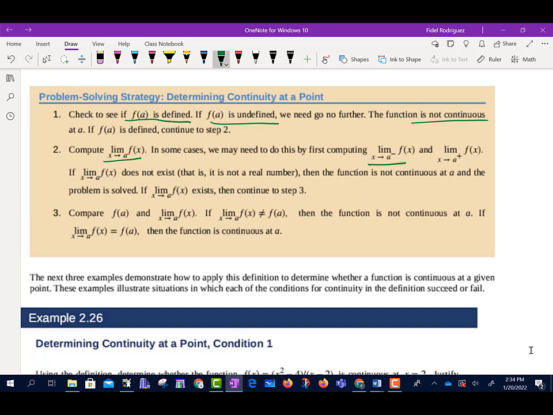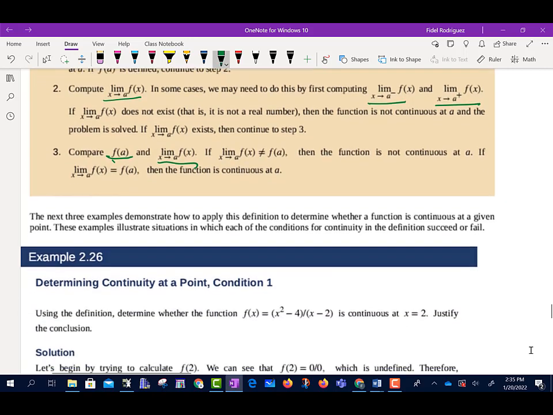Sometimes we have to look at the limit from the left and the limit from the right, and make sure it exists. If it doesn't, then we're done. It's not continuous. The third condition is that the function evaluated at that particular value has to be the same as the limit. If they're the same, then we're good. If not, then it's not continuous, okay?